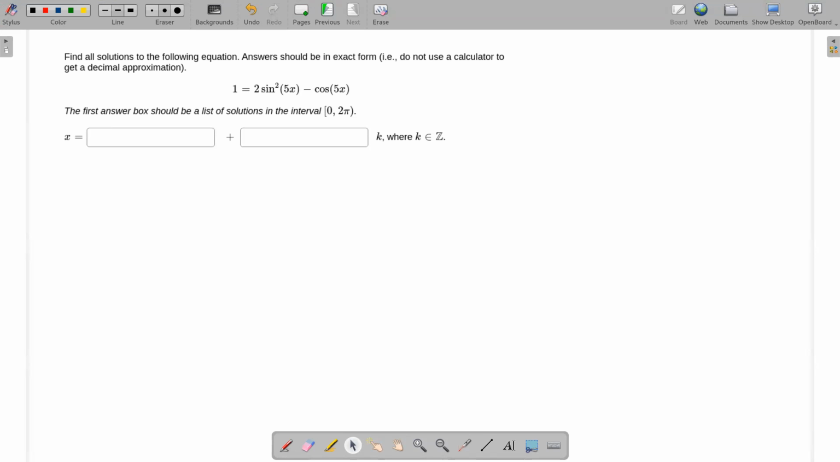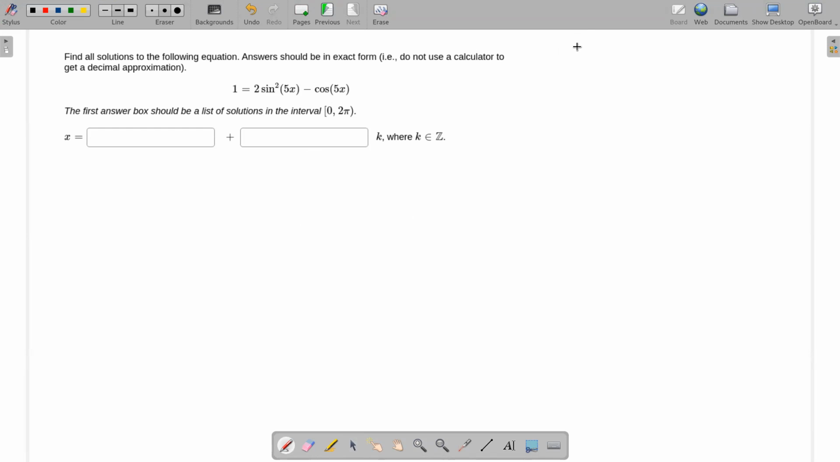We want to try to find all solutions to this problem. First thing I notice here is we have a sine squared and we have a cosine. Because they're not both cosines, this is not going to be factorable. So I have to get rid of the sine squared, so we use the Pythagorean identity.